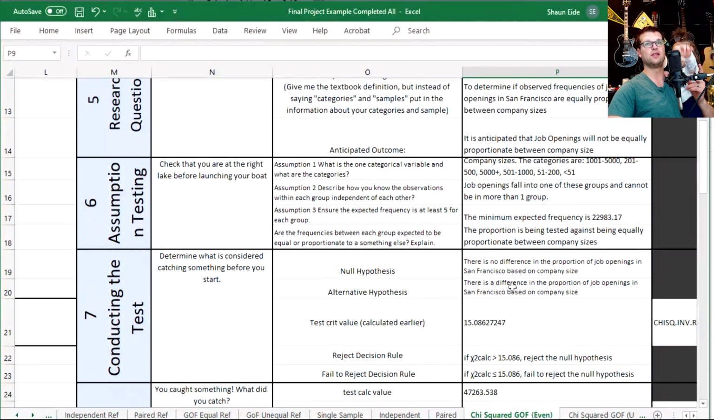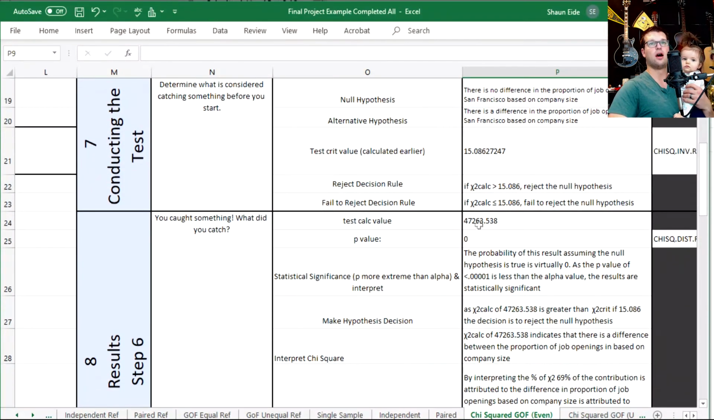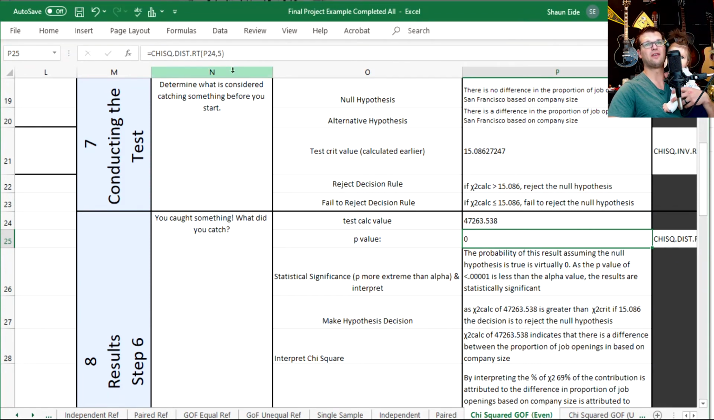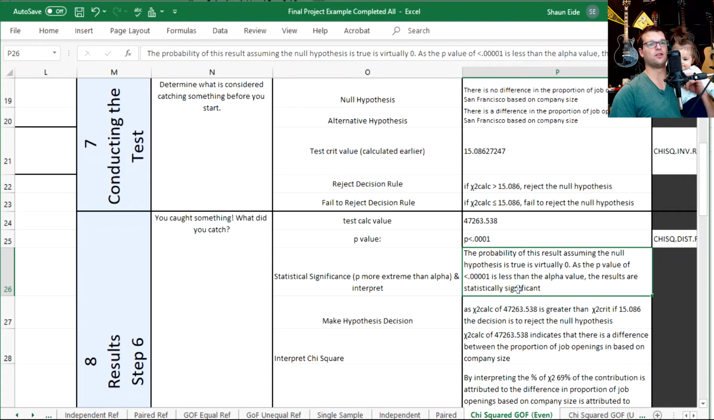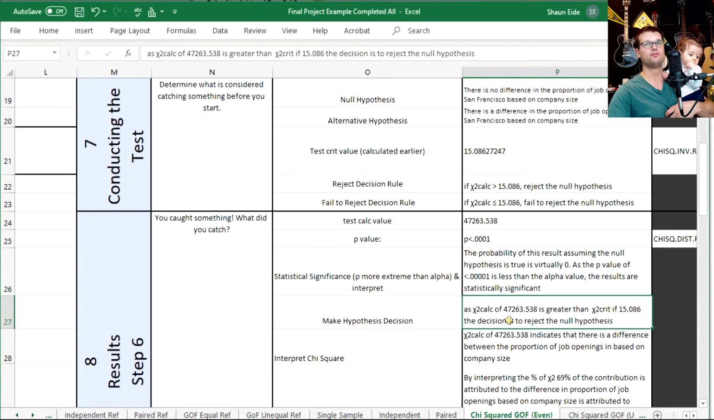So I put the test calc value in there. Notice I use the chi-squared.dist.rt. Don't put 0. I really don't want 0. What I really want is p is less than 0.001 or 0.0001. Either way is fine, because 0 is not actually true. Technically, it's possible, because it happened. It's just extremely improbable if you assume that they're all going to be equal.